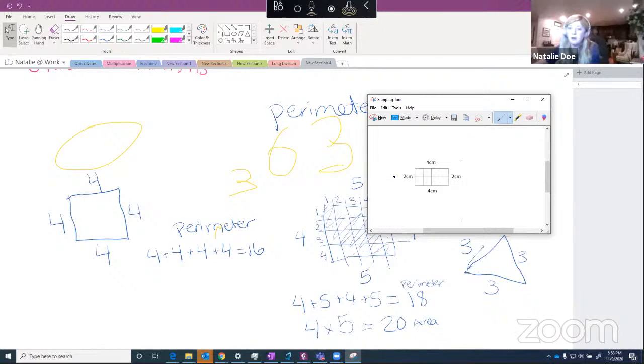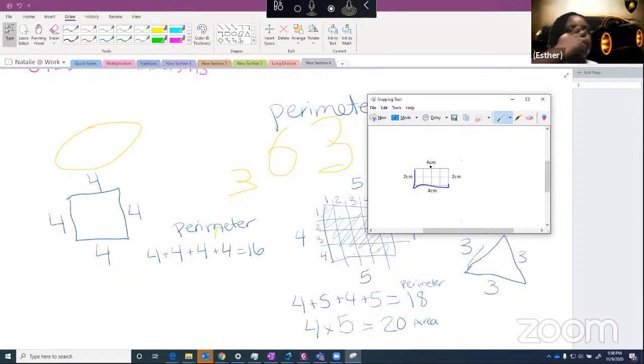All right, so we want to know the outside. So we want to add all of these lengths here.